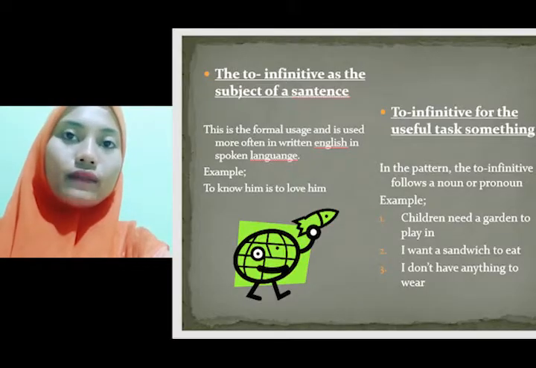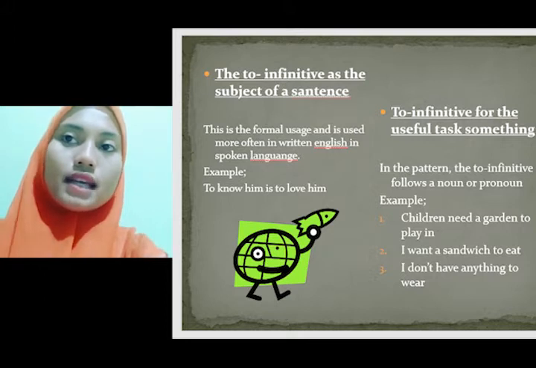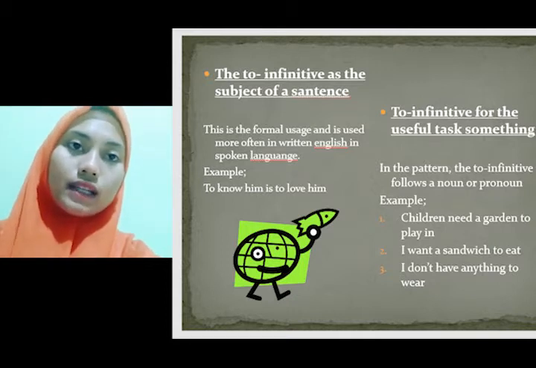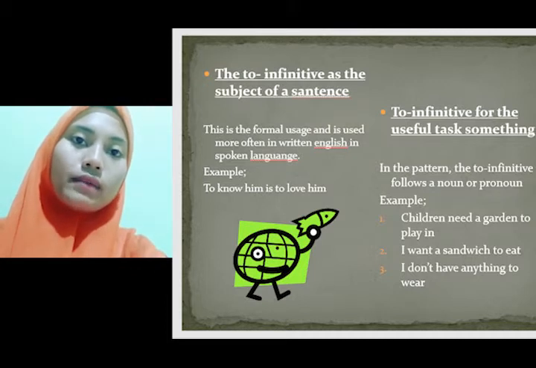The to infinitive follows to express the purpose of an action. In this case, to has the same meaning as in order to and so as to. Example, he came to collect his bike. The to infinitive as the subject of a sentence is formal usage and is used more often in writing than in spoken English. Example, to know him is to love him.